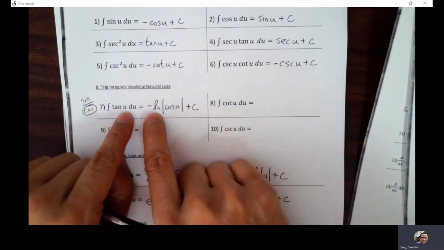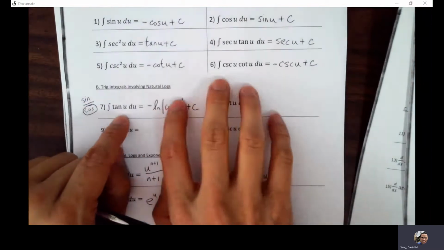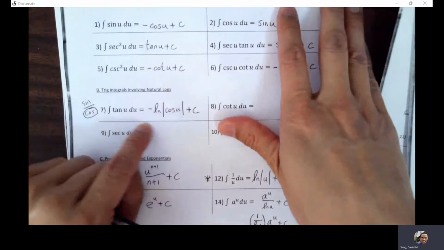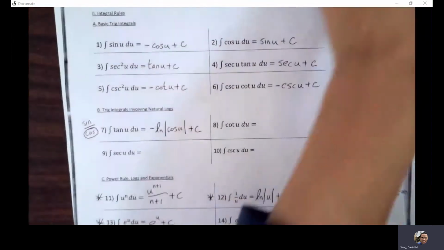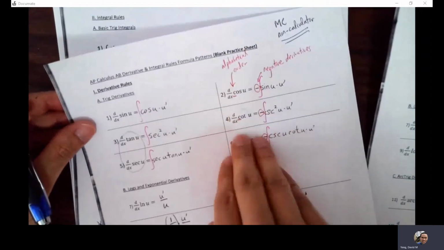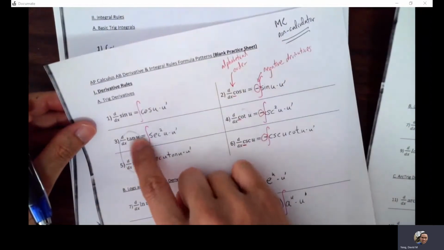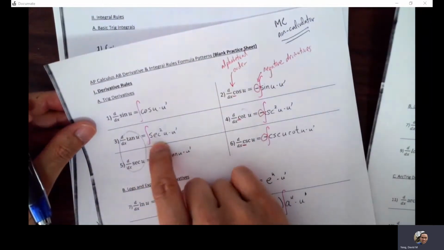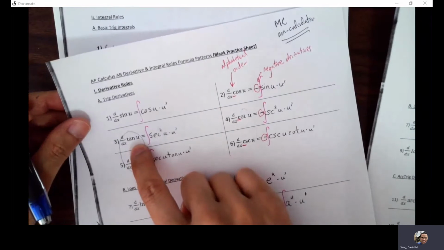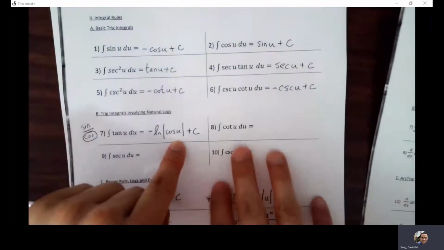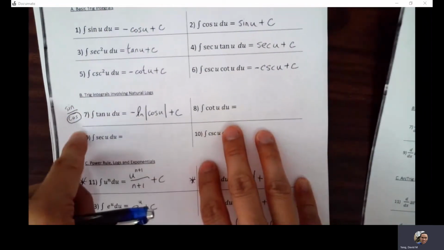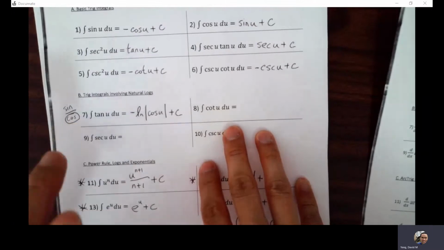This rule, I think a lot of students have trouble with because we just don't associate tangent with negatives. On the derivative side, we're used to seeing co-functions producing negatives. We don't recall tangent involving negatives. So this one just seems a little bit out of place with that negative, but the cosine is what's causing that negative.